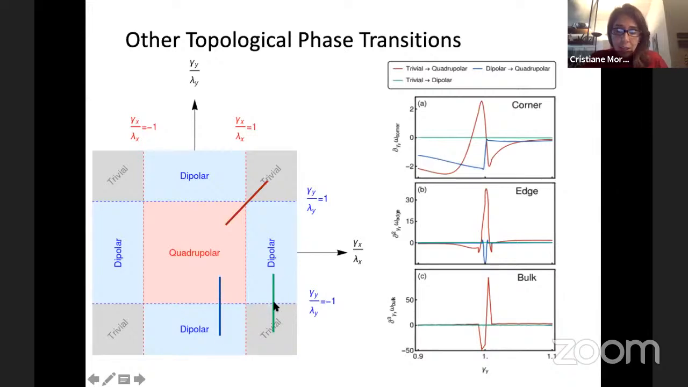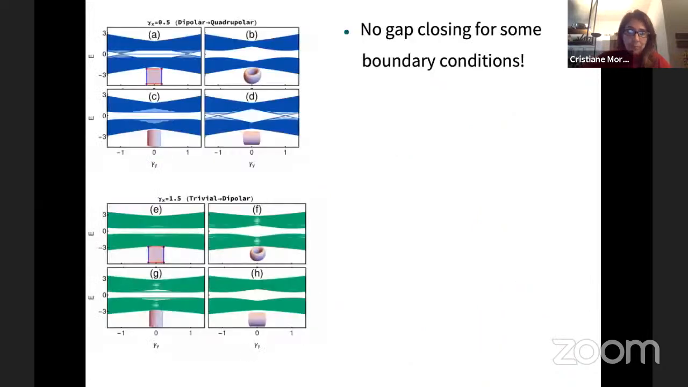And now look at that one between the trivial and the dipolar in green. For the corner, 0. For the edge, 0. For the bulk, 0. I cannot capture at all the transition from the trivial to the dipolar phase in terms of the thermodynamic variables. So what's going on? Could I interpret all the other phase transitions as quantum phase transitions, these topological phase transitions, and now not anymore? How is it? So let's look at the spectrum to try to understand what's going on.